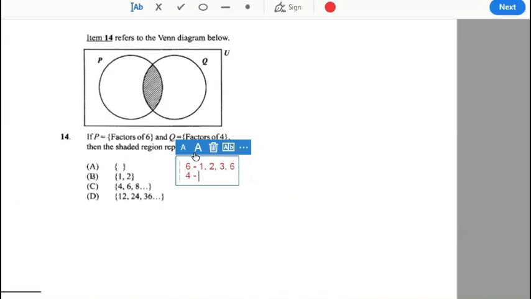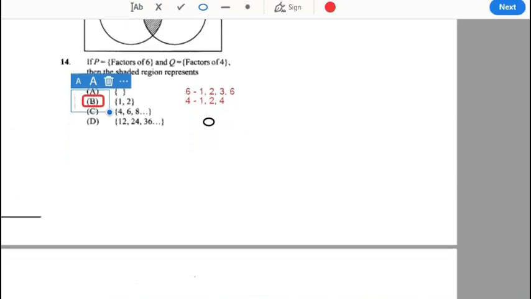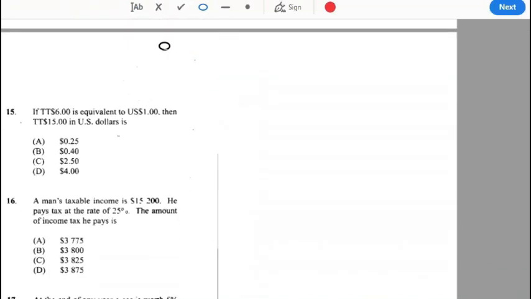factors of 4, 1, 2, 4. So the common elements are 1 and 2, so our answer is B. So once you know the definition of what the question is asking for, then everything should be good.